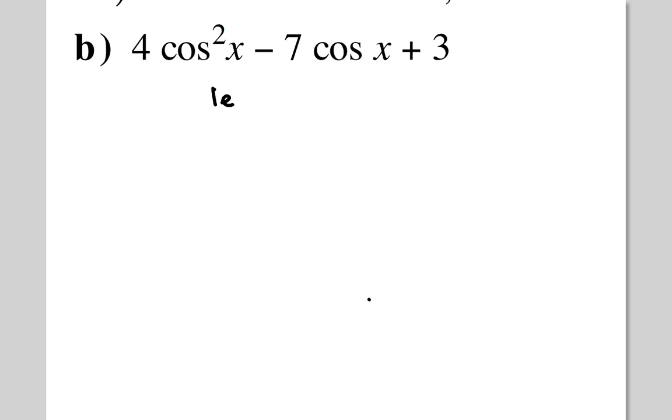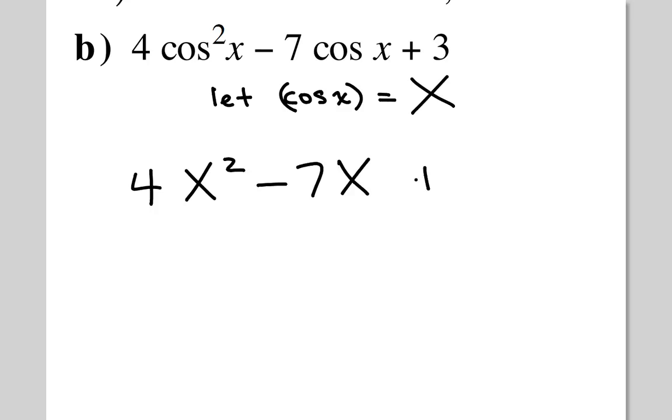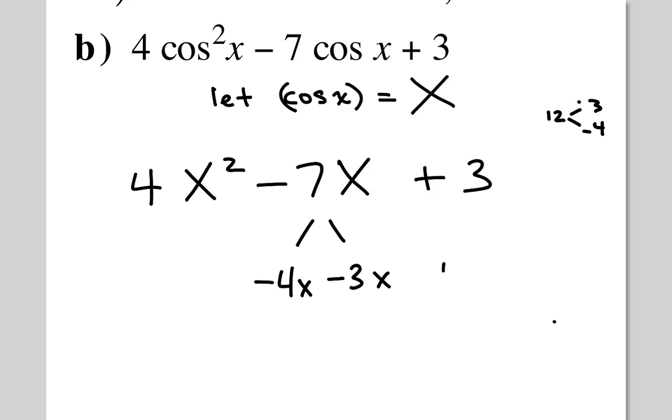Okay, let this cosine x term equal big X. 4 big X squared minus 7 big X plus 3. You could factor that. AC value? 12. Factors that work? 3 and 4, and they both have to be negative. Okay, I'll just put the 4 first because it matches with the 4. I'll put the 3 next because it matches with the 3.